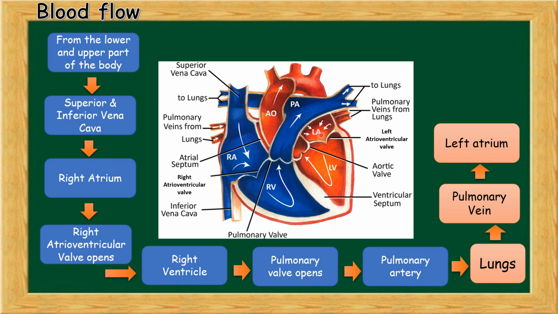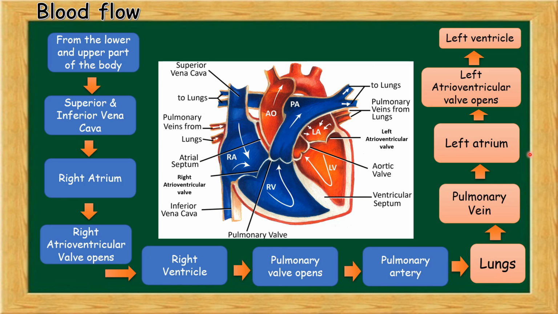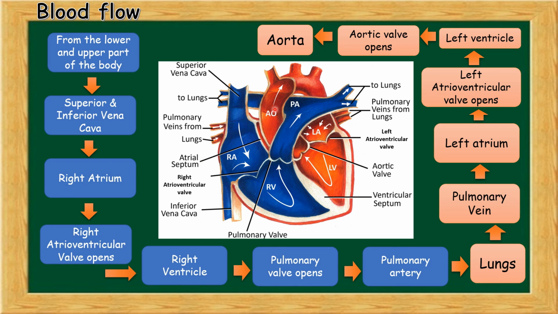So from here, the oxygenated blood will open this valve, which is what we call the left atrioventricular valve. Once it opens, the oxygenated blood will move to another chamber of our heart, which is what we call the left ventricle. From the left ventricle, the oxygenated blood will open another valve, which is what we call the aortic valve. And this blood will lead to the largest artery that we have, which is what we call the aorta.